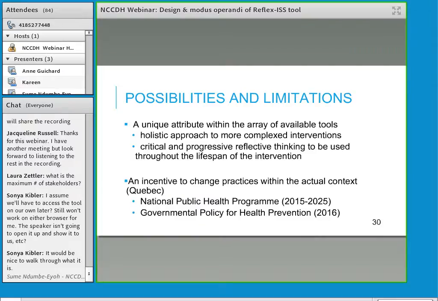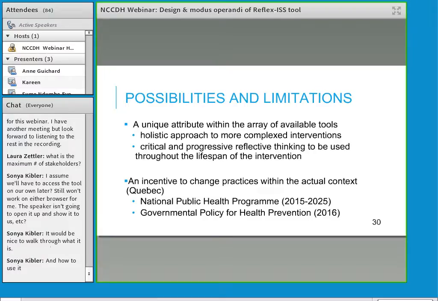In the context of Quebec realities, Reflex-ISS is now considered as a tool that could support the implementation of the new National Public Health Program, as well as the governmental policy for health prevention. Within these two mechanisms, addressing social inequalities in health is a priority for public health action in Quebec.